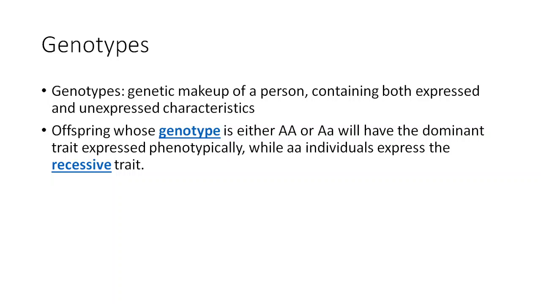Genotypes and phenotypes. Genotype is the genetic makeup of a person containing both expressed and unexpressed characteristics. Except for monozygotic twins, no two people have the same genotype. Offspring whose genotype is either capital A and capital A, or capital A and small a, will have the dominant trait expressed phenotypically, while small a individuals express the recessive trait.